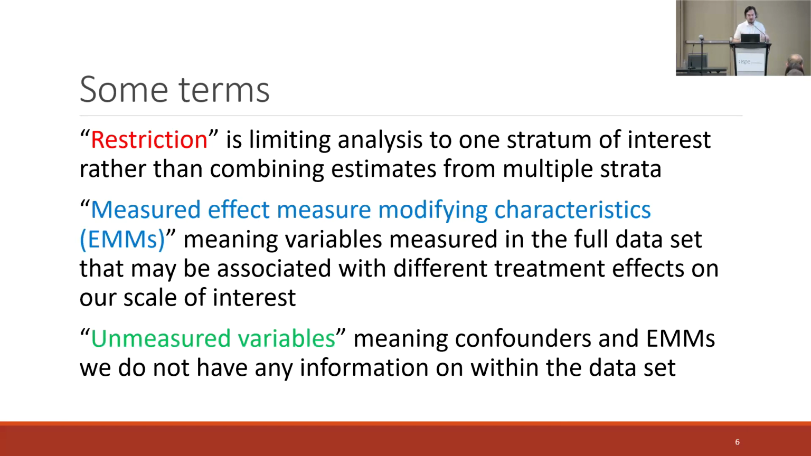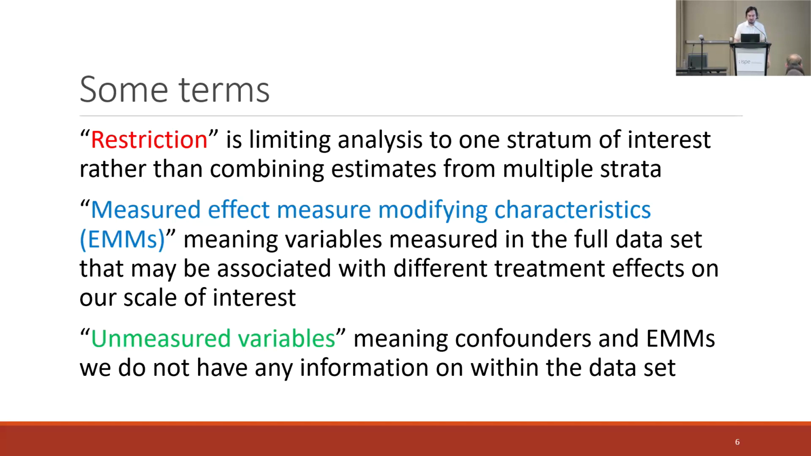And unmeasured variables includes both confounders and these modifiers that we don't have any information on within our data set. So think of your classic unmeasured confounders or your classic predictors of different treatment effects that we can't measure, like genetics, for example, in a lot of our studies that may modify how drugs are metabolized or how they take effect in people.